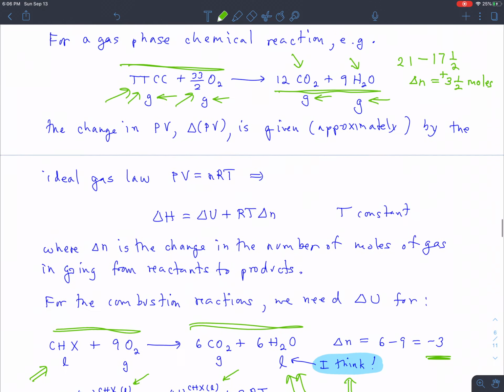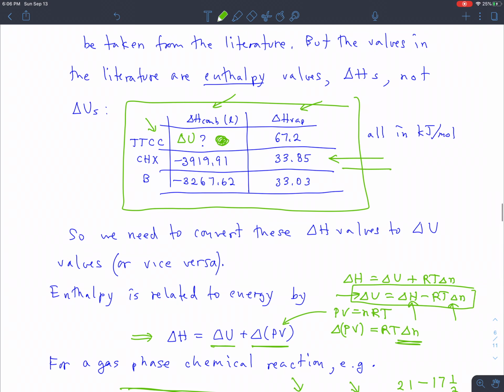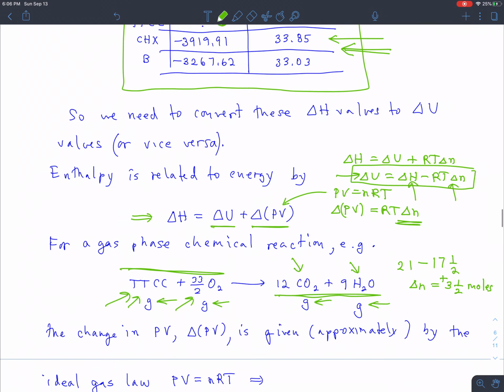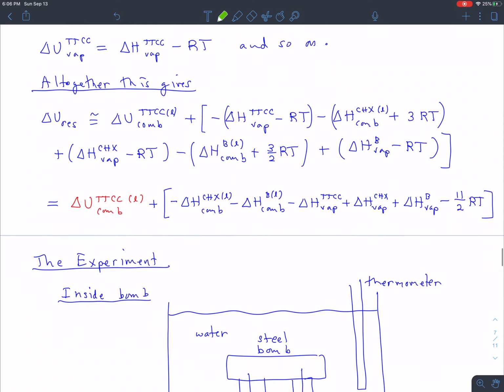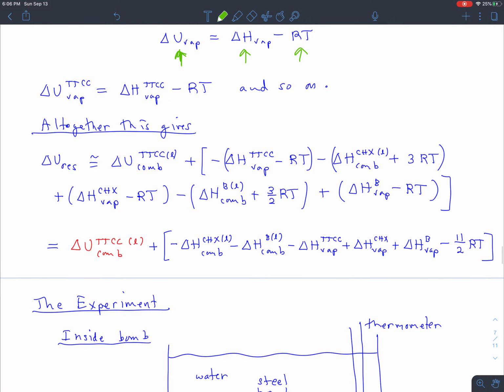And using those relationships, we can convert all these delta H values up here to delta U values and then plug them into the formulas that we have below. That's what I've done down here. I won't go through it in detail. You can do that yourselves. And probably you ought to, in an appendix, go through this in detail to explain to us and to Amy exactly where these formulas come from.